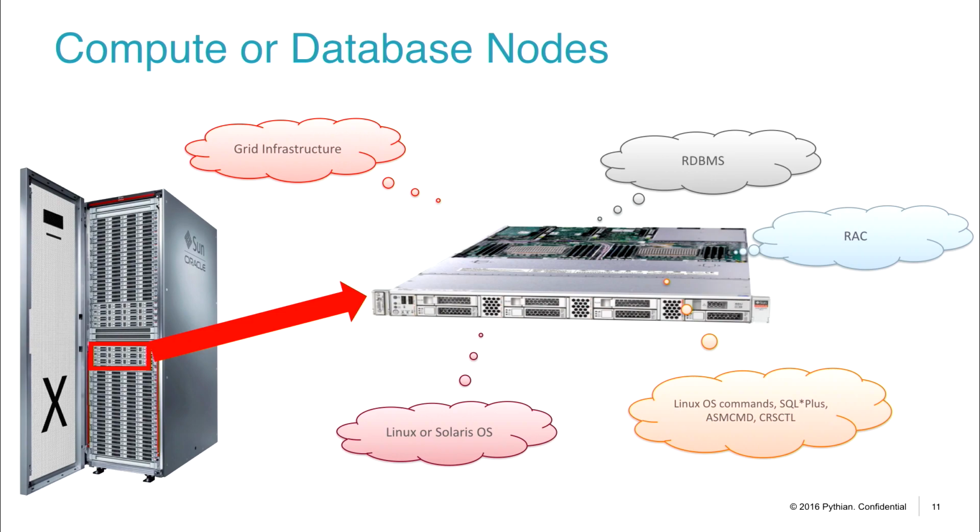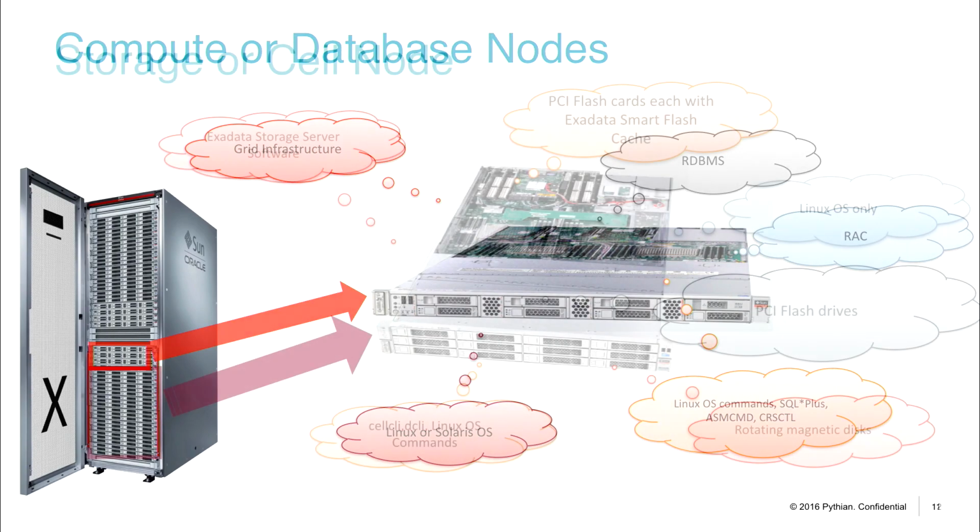Now, to give you a little bit of how it looks inside, well, basically the database nodes are everything that you already manage with non-Exadata hardware, right? Which is the grid infrastructure, the database, RAC. And all of this is with Linux or Solaris operating systems, and just basic commands that we already know. So if you have never managed an Exadata, this is very familiar. Nothing out of the ordinary will come into play.